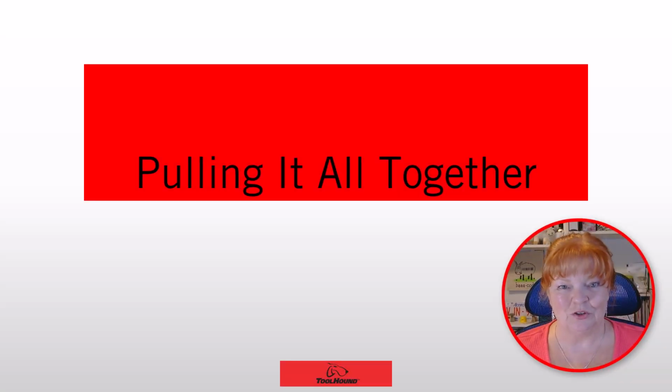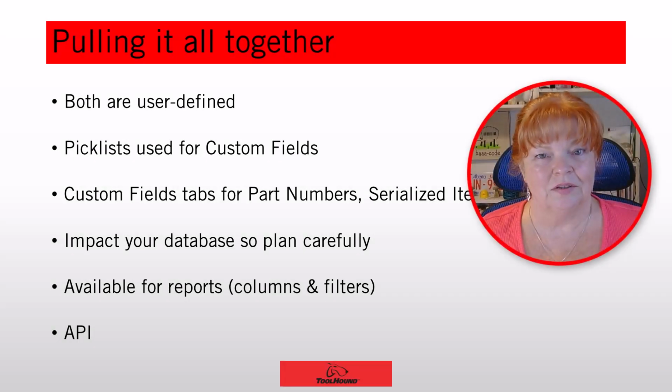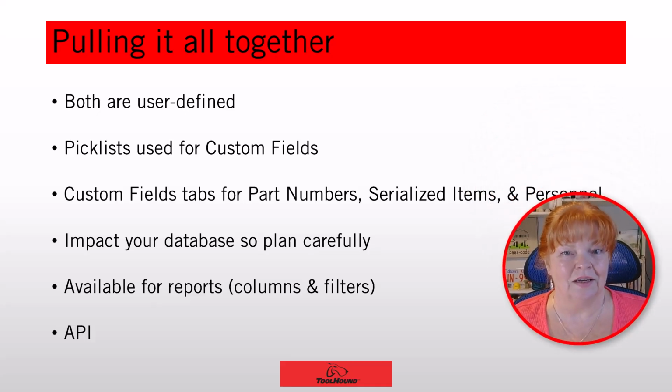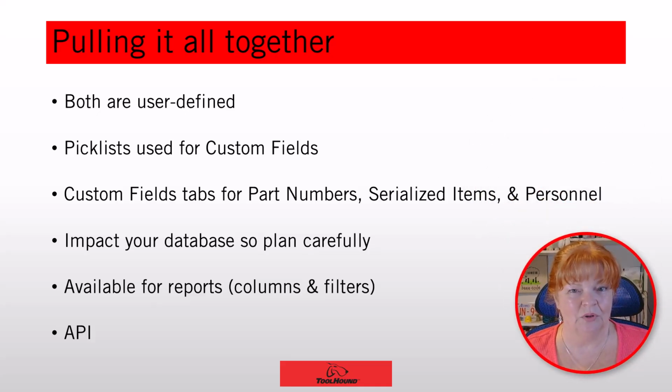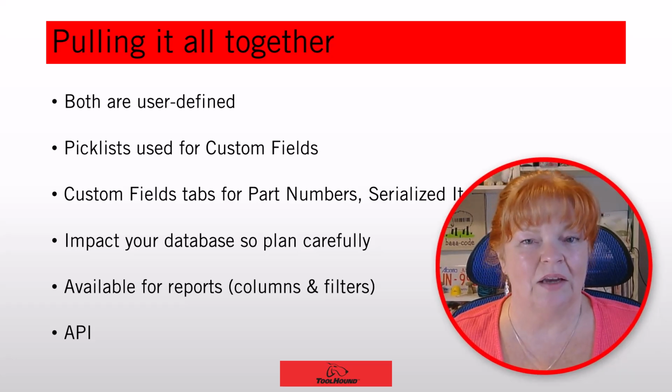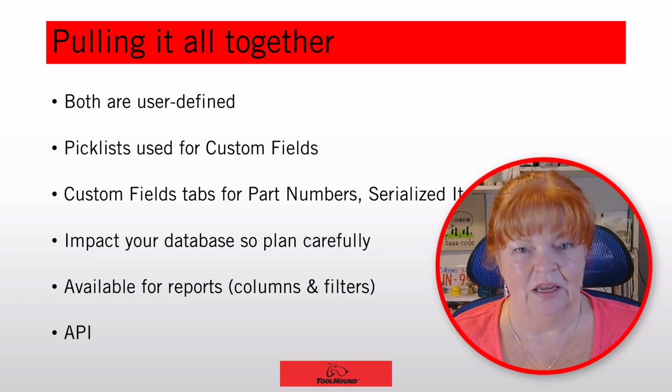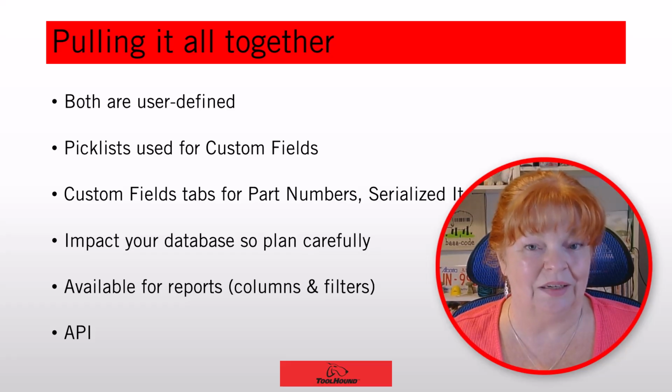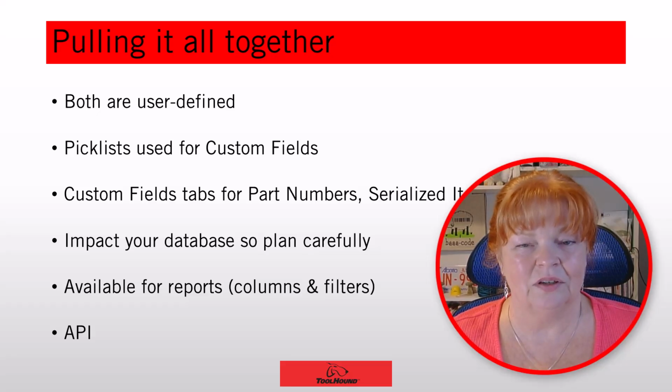Let's review what we've learned so far. Custom pick lists and custom fields are flexible and powerful. You define them. Pick lists are used as data types for custom fields, and the custom fields tabs are available on part numbers, serialized items, and personnel. Each one that you create impacts your database, so plan carefully. It can be difficult to remove custom fields once you've created them, as they can't be made inactive. Custom fields are available as advanced filters or as columns on reports. And yes, they're available for the API as well.